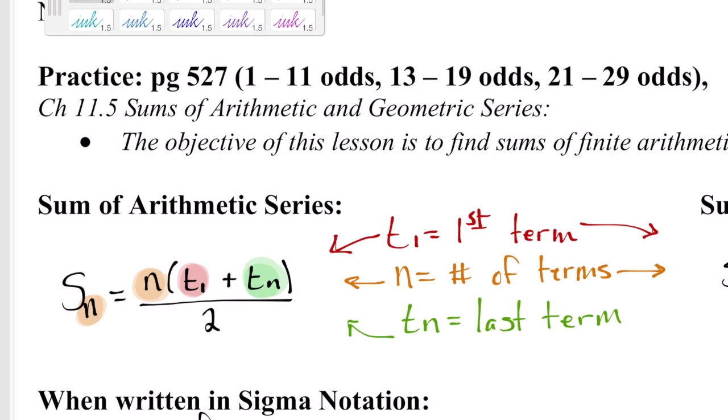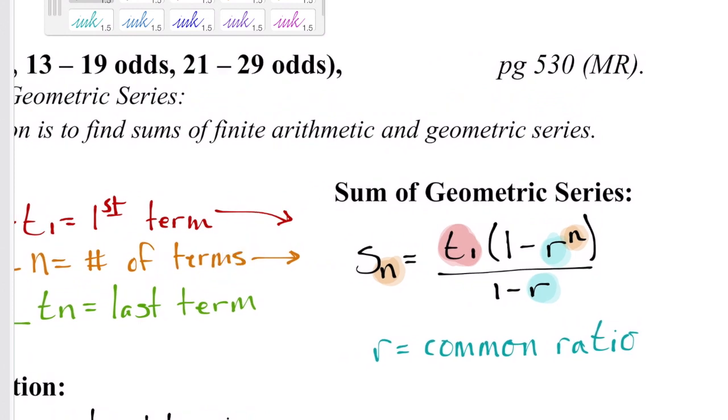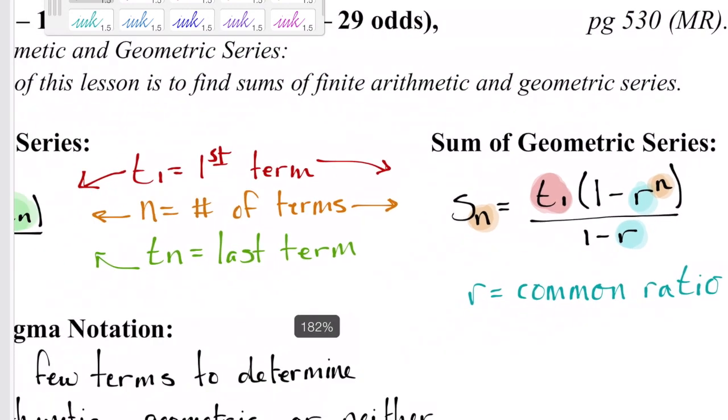So for this first one, for arithmetic, we need the first term, t sub 1, the number of terms, n, and the last term, t sub n. And just like the arithmetic series, we have a formula for the sum of the geometric series. Again, we need the first term and the number of terms. But in this case, instead of knowing the last term, we just need to figure out the common ratio. So these are the two formulas that we're going to be using today.